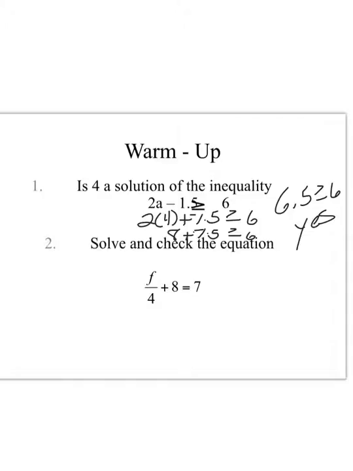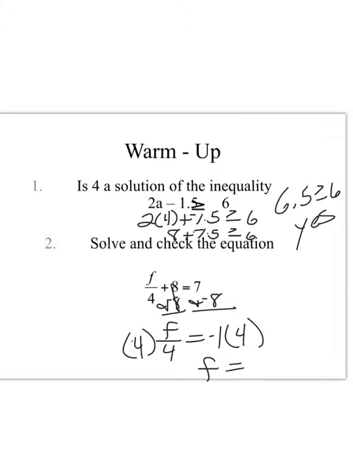The second one is just a multi-step equation. So we're going to add negative 8 to each side. So f over 4 will equal negative 1. To undo division, we're going to multiply each side by 4. So f will equal negative 4.